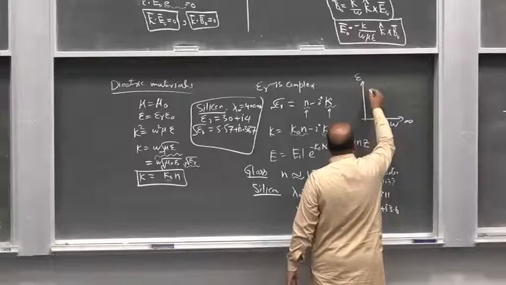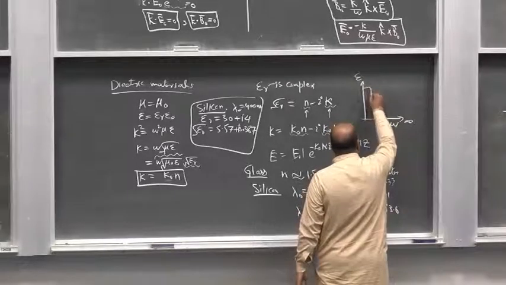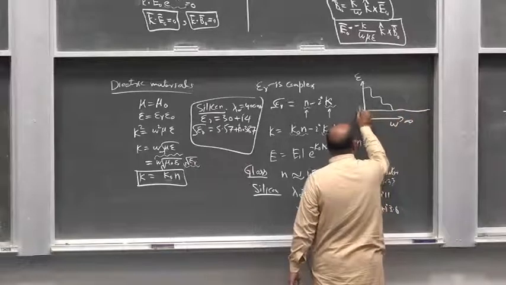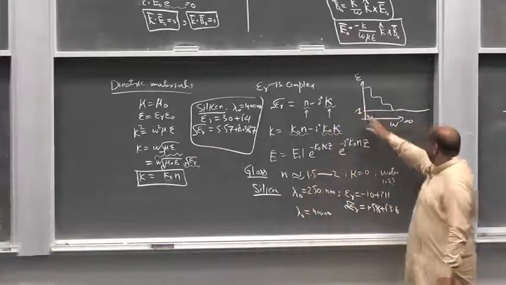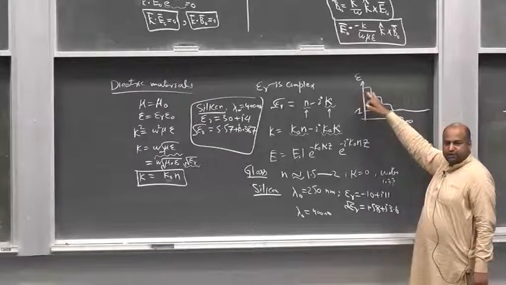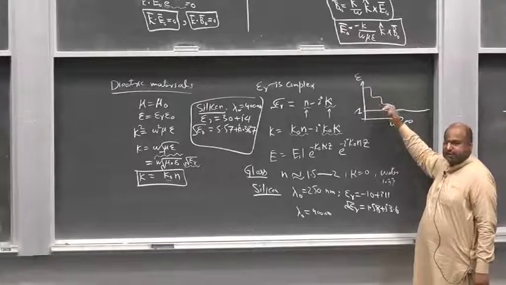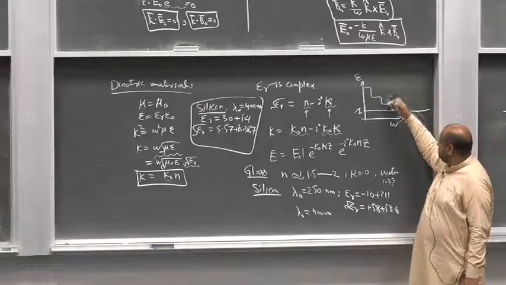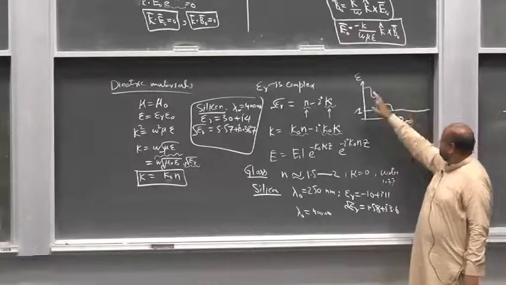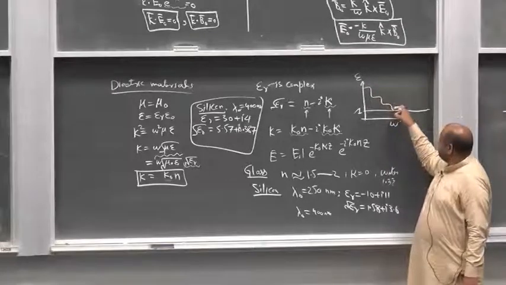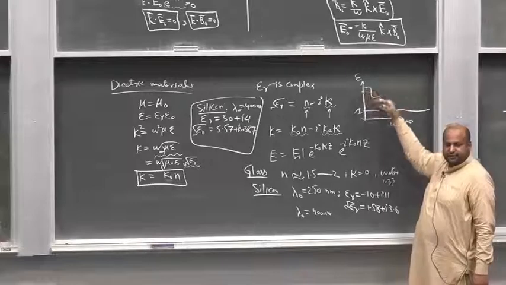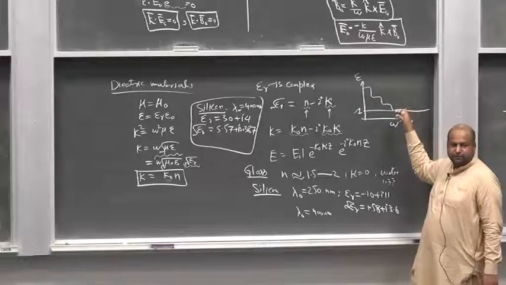Let's say the real part is something like this. So this is almost 1. So at lower frequency, the refractive index is highest. As the frequency increases, the refractive index goes on decreasing because the number of charges that can respond to the electric field decreases and decreases. But there's no mathematical relationship for this. For some materials it could be a little bit different, but that's the average behavior.